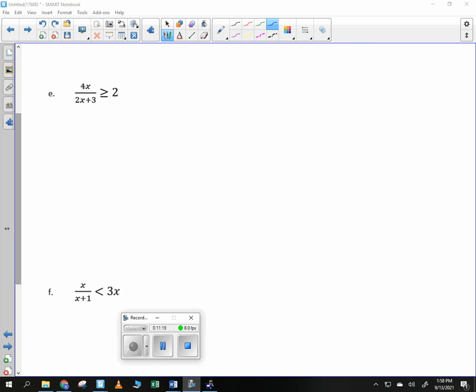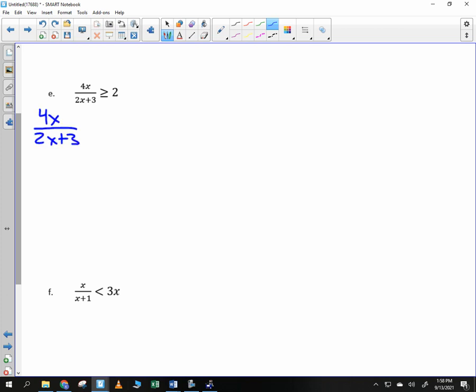Can somebody please tell me what's different about letter E? Exactly. So we subtract the 2 over. Because we like to compare things to 0, because positives and negatives are separated by 0. Okay, I want to make this into one fraction. How? Common denominator, so I multiply by 2x plus 3.